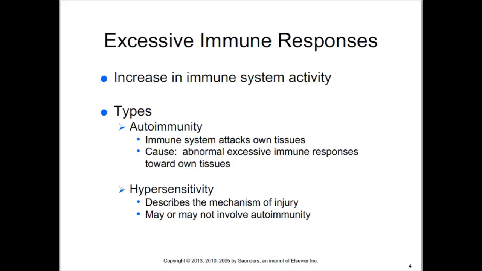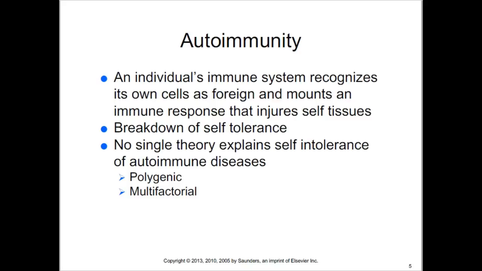Hypersensitivity is also an excessive immune response, and there are 4 different types of hypersensitivities. I'm going to get into them in just a second, but I do want you to understand that when the immune system works in overdrive, it can damage tissues. So autoimmunity is the immune system identifying its own cells as foreign and then mounting an immune response against them. No single theory explains the origin of autoimmune disorders.